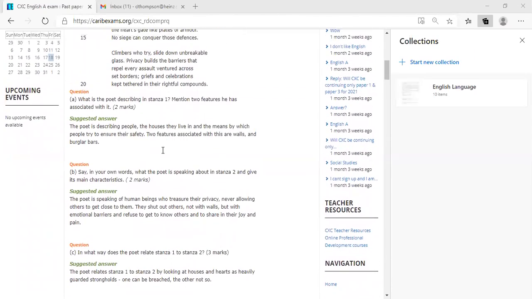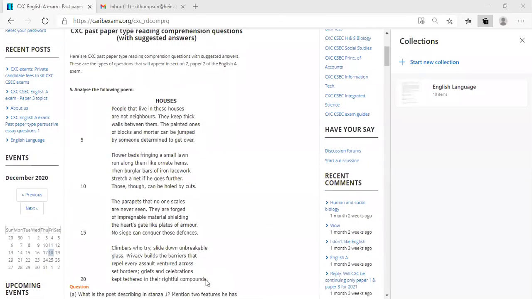Here we go. The poet relates stanza 1 and stanza 2 by looking at houses and hearts as heavily guarded strongholds. One can be breached and the other not so. Think about that. In the first stanza, nobody has crossed the threshold yet, but there are just security measures. There's a wall, there's a barrier. But in the second one, if someone even gets through the wall, they still have another place to go through, which is the burglar bars and the net to catch them.